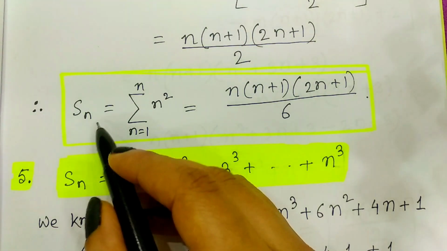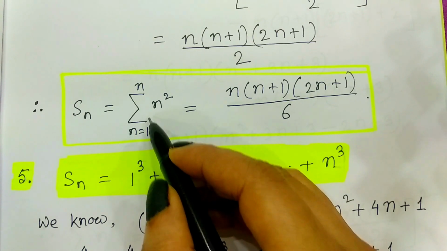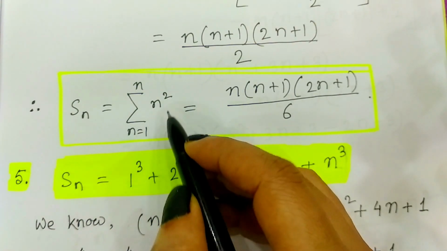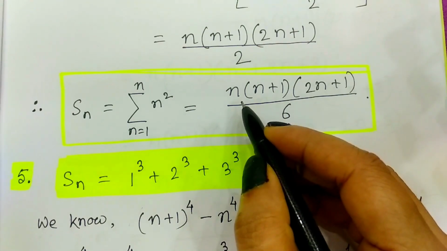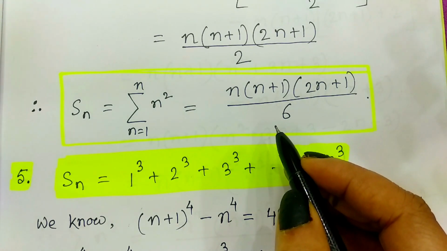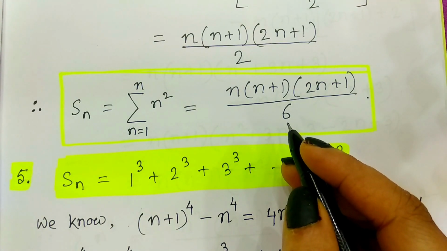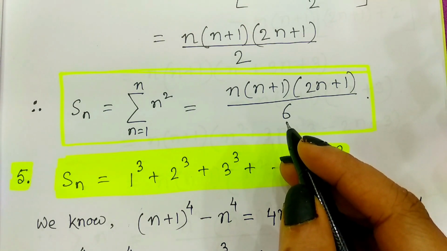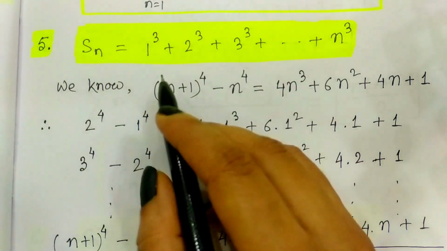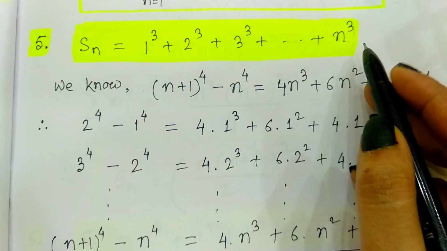So we find that Sn, when it is the series summation of 1 square plus 2 square plus 3 square, that is summation of n square, its value is n into (n plus 1) into (2n plus 1) by 6. That one is also a standard formula which we use to find the summation of other series. Similarly, if our given series is Sn equals 1 cube plus 2 cube plus 3 cube, in this way up to n cube.